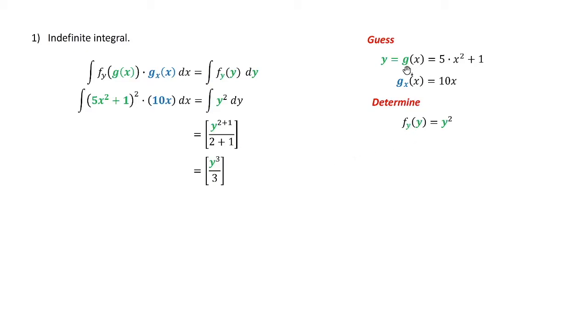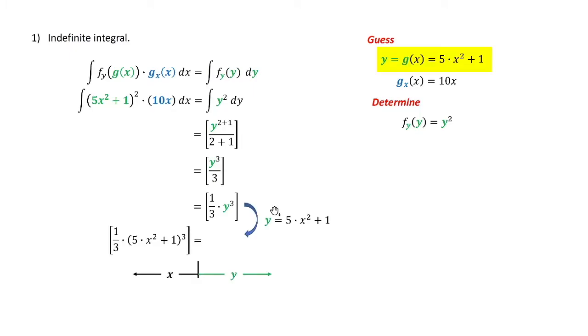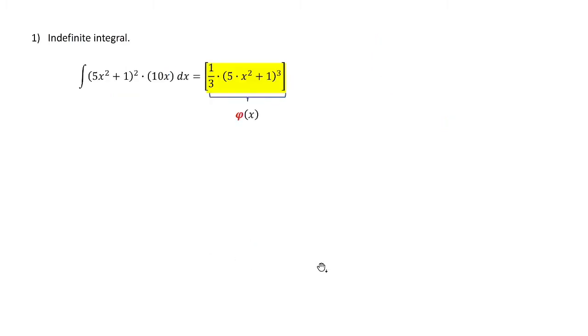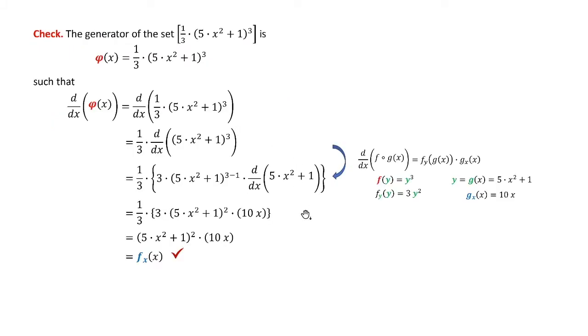So I'm just going to, again, use my connection here. Right? I'm just rewriting it differently here. I'm going to use my connection, and I'm going to shift everything back to the x variable. And that's it. You can now check that this is the generator by taking its derivative. Okay, and you'll see that it works.